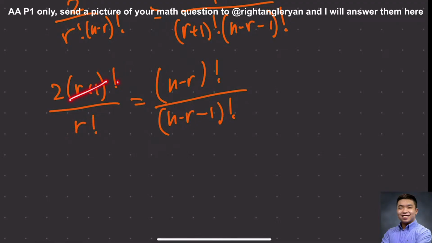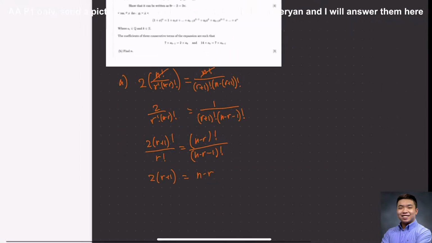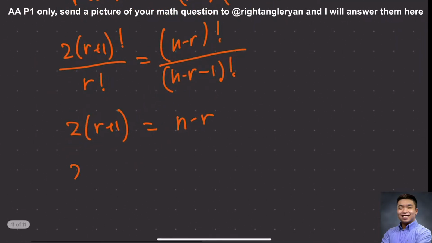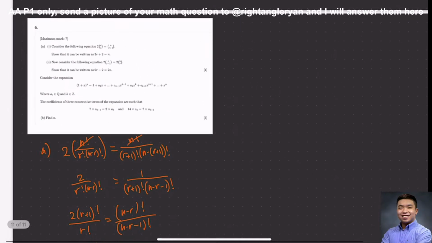If I have r plus 1 factorial and r factorial, I can simply rewrite the left hand side as 2 times r plus 1. And on the right hand side, this is n minus r factorial over n minus r minus 1 factorial, meaning I can rewrite it as n minus r. Okay, so then I just have to isolate the n, so move the r to the left. It's going to be 2r plus 2 plus r equals n, so therefore 3r plus 2 equals n. Okay, so that's part A1.